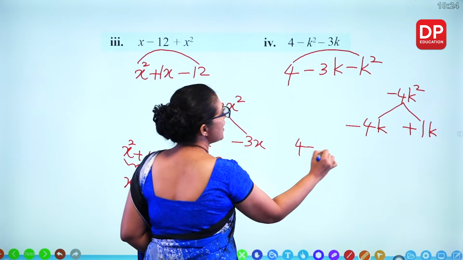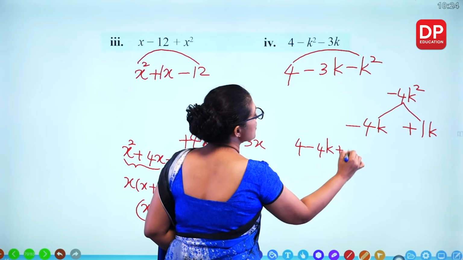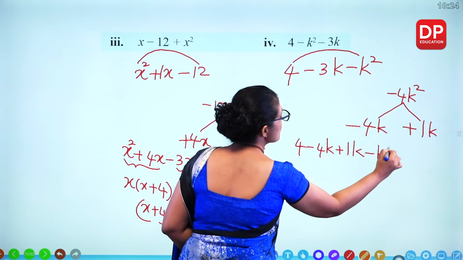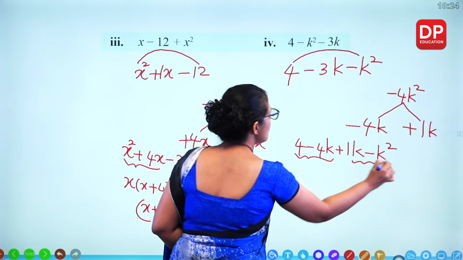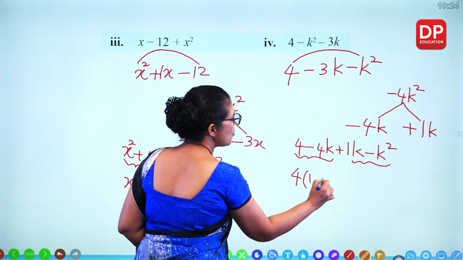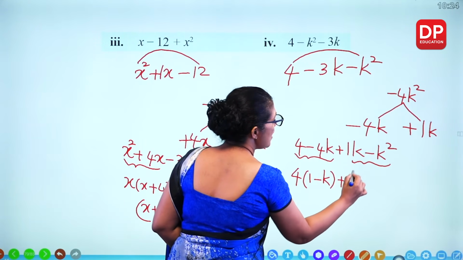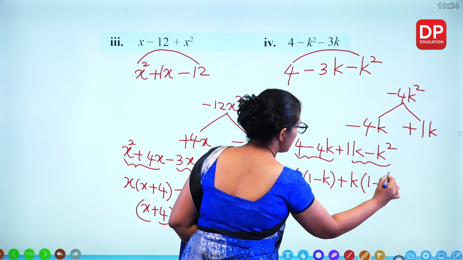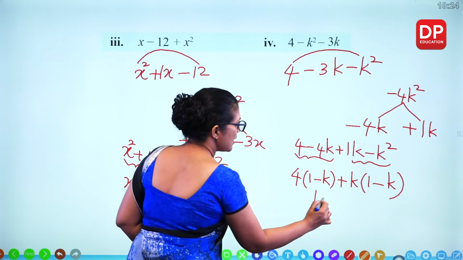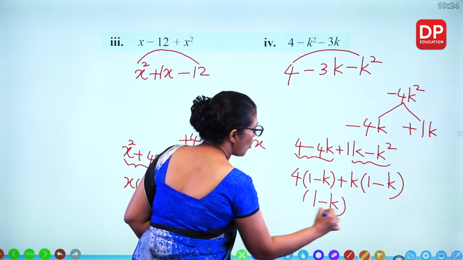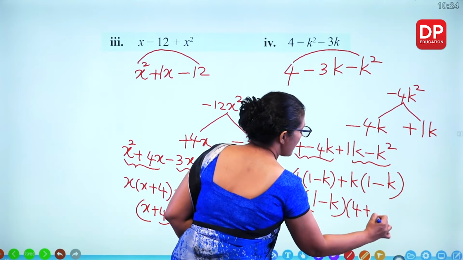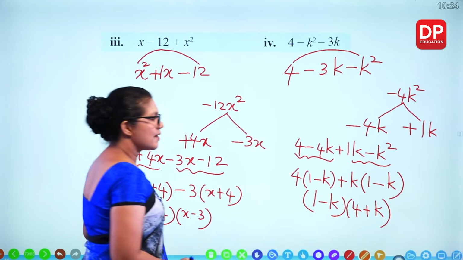So, 4 minus 4k plus 1k minus k squared. Now, take 2 at a time. Take 4 out, you get 1 minus k. When you take k out, this is also 1 minus k. So, 1 minus k is common. You can write down 4 plus k as the other factor.